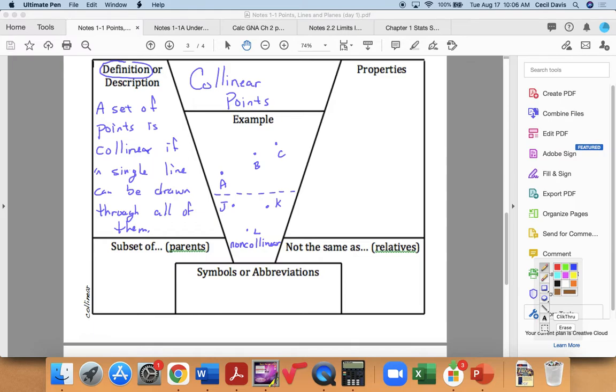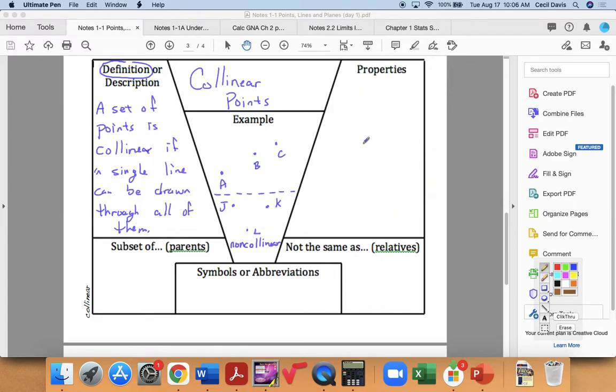Now, be careful when you're looking at a group of points. It depends on how many of them you're looking at. For example here, what if I just said points J and K? Are J and K collinear or non-collinear? They're collinear because I could draw a line through those 2. But if I talk about the set J, K, and L, those are non-collinear because I can't draw a single line through all 3 of them.